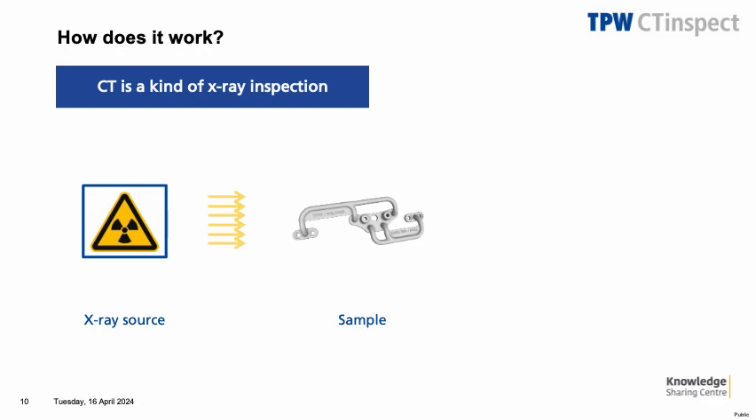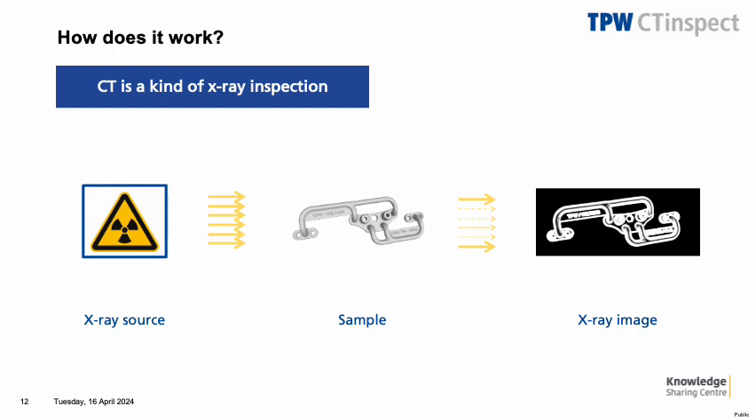It is important to know that CT is a kind of X-ray inspection. So for CT, one uses an X-ray source that emits X-rays towards the sample that needs to be inspected. The sample then absorbs some of the X-ray radiation so that the intensity of the X-rays is reduced based on the amount of part material, so that is based on the penetrated wall thickness.